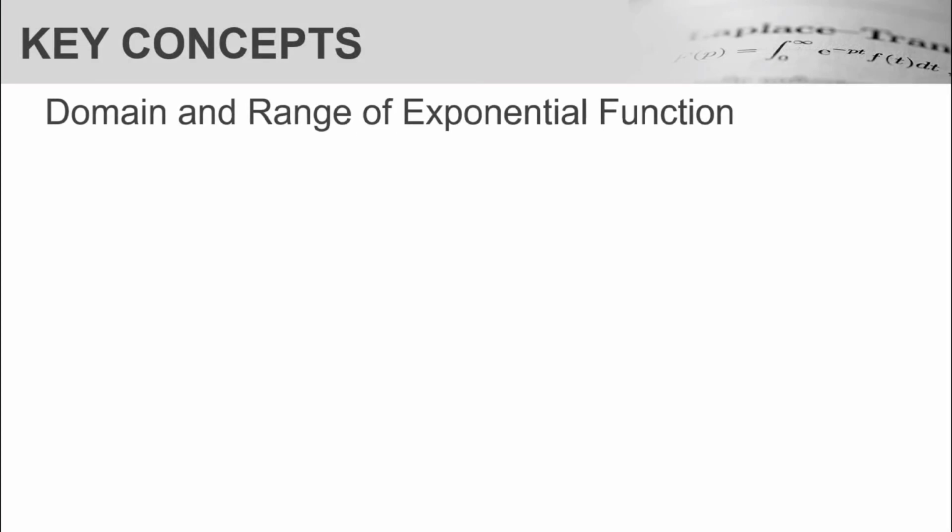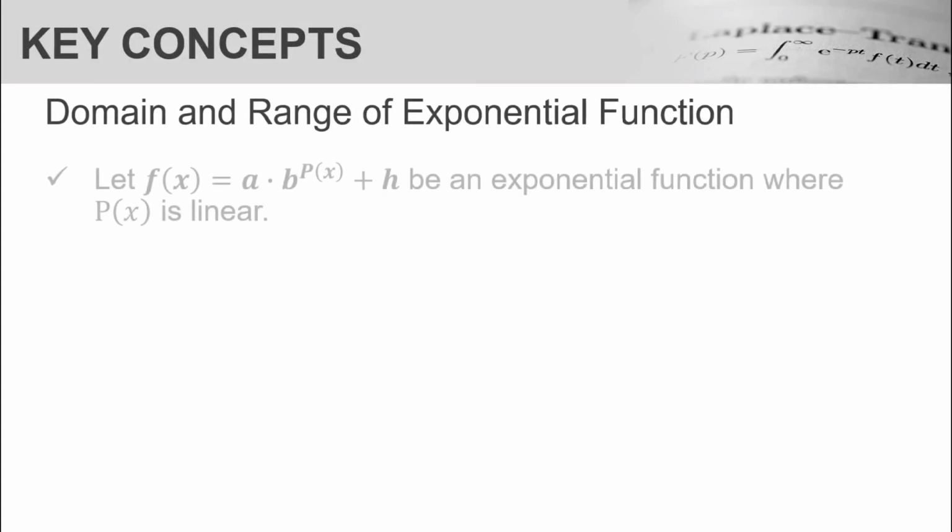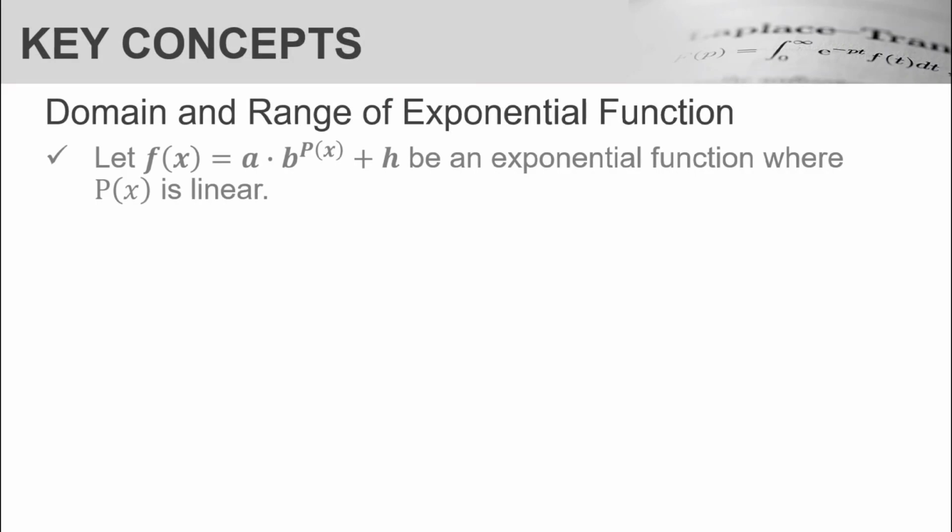Let us now have the key concept for this lesson. Domain and range of exponential function. Let f of x equals a times b raised to p of x plus h be an exponential function where p of x is linear. In cases of exponential functions where p of x is linear, b raised to p of x will always be defined for any values of x. Thus, the domain of an exponential function is the set of real numbers.